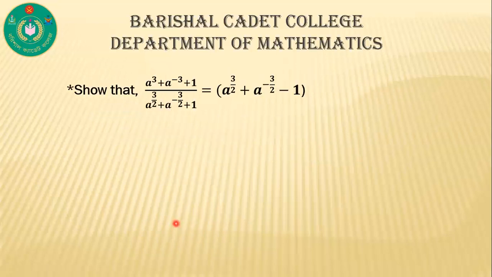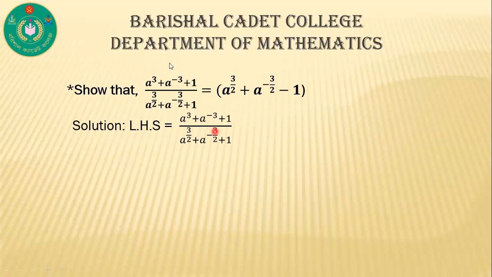Now another question. (a to the power 3 by 2 plus a to the power minus 3 by 2 plus 1) into (a to the power 3 by 2 plus a to the power minus 3 by 2 minus 1) is equal to a cube plus 1 by a cube plus 1. Solution, left hand side, this term. Here we try to use a formula. That's why we can write a cube plus 2 plus a to the power minus 3 minus 1.